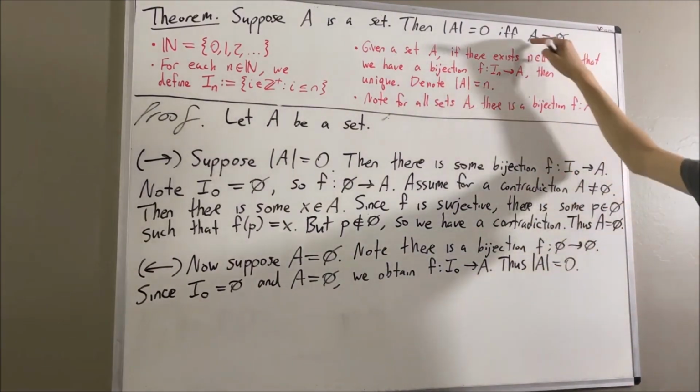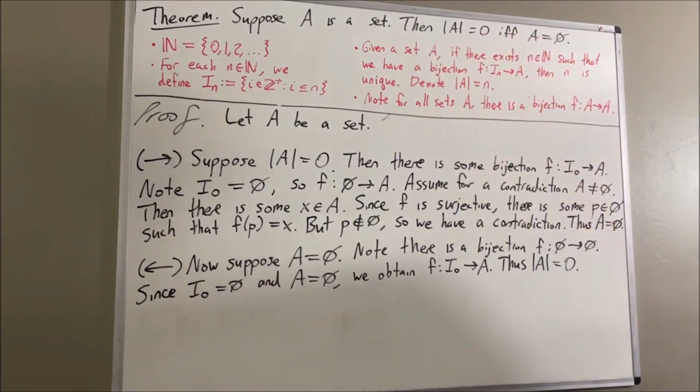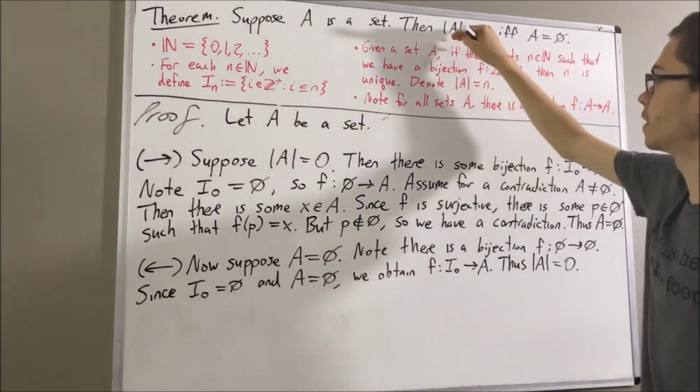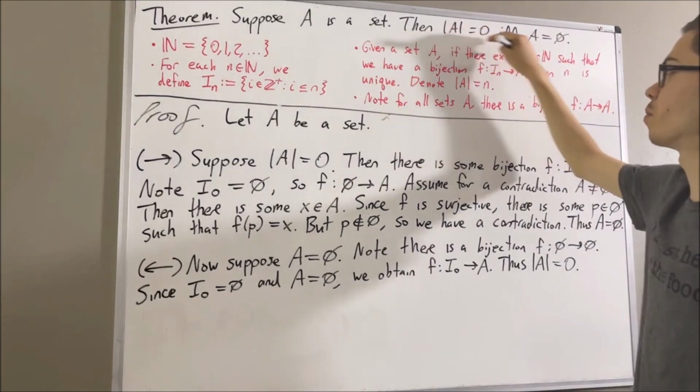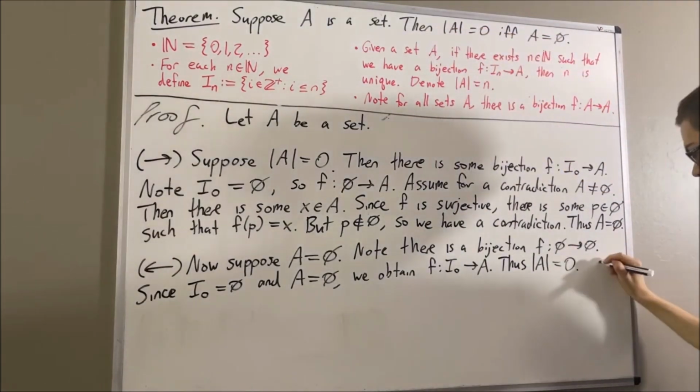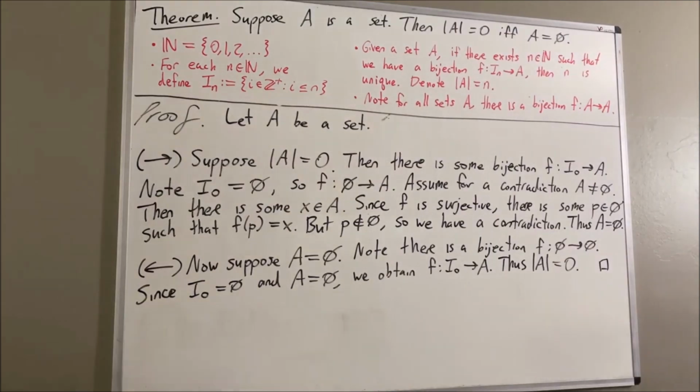So now we've proven if this is true, then this is true. And we've proven both directions of the if and only if, which means we've proven precisely this statement. So this completes the proof. And so yeah, that's pretty much it for this video.